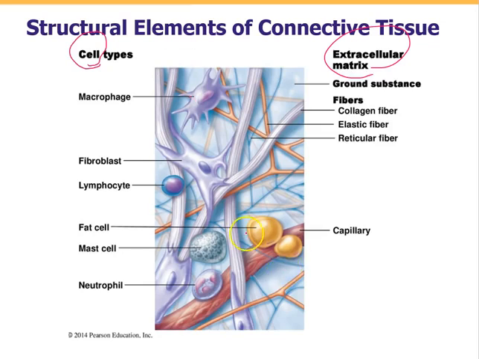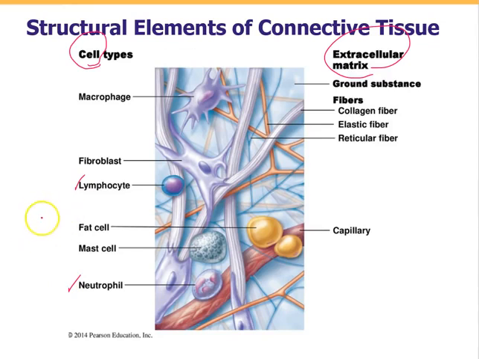There are fibroblasts, which are the primary cells of connective tissue. They are responsible for producing the extracellular matrix, which means the fibers and the ground substance found in the extracellular matrix of connective tissue. And then the lymphocytes and neutrophils, which are white blood cells, are also found in the connective tissue structure. They are immune cells which fight off infections and keep you healthy.